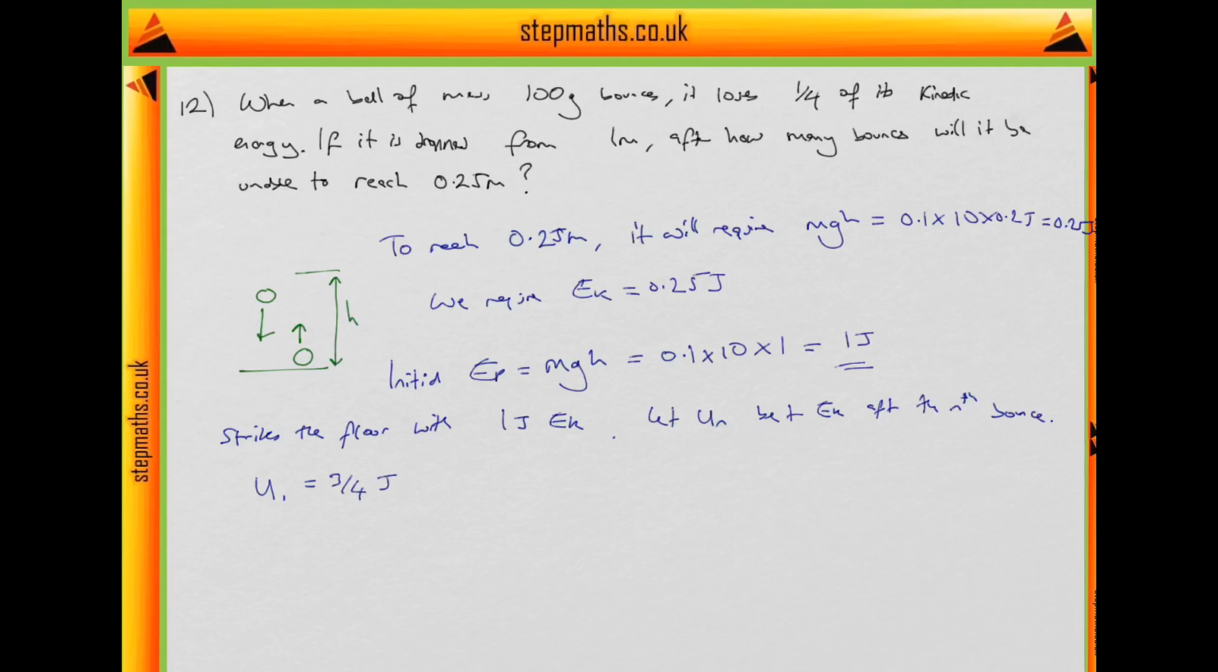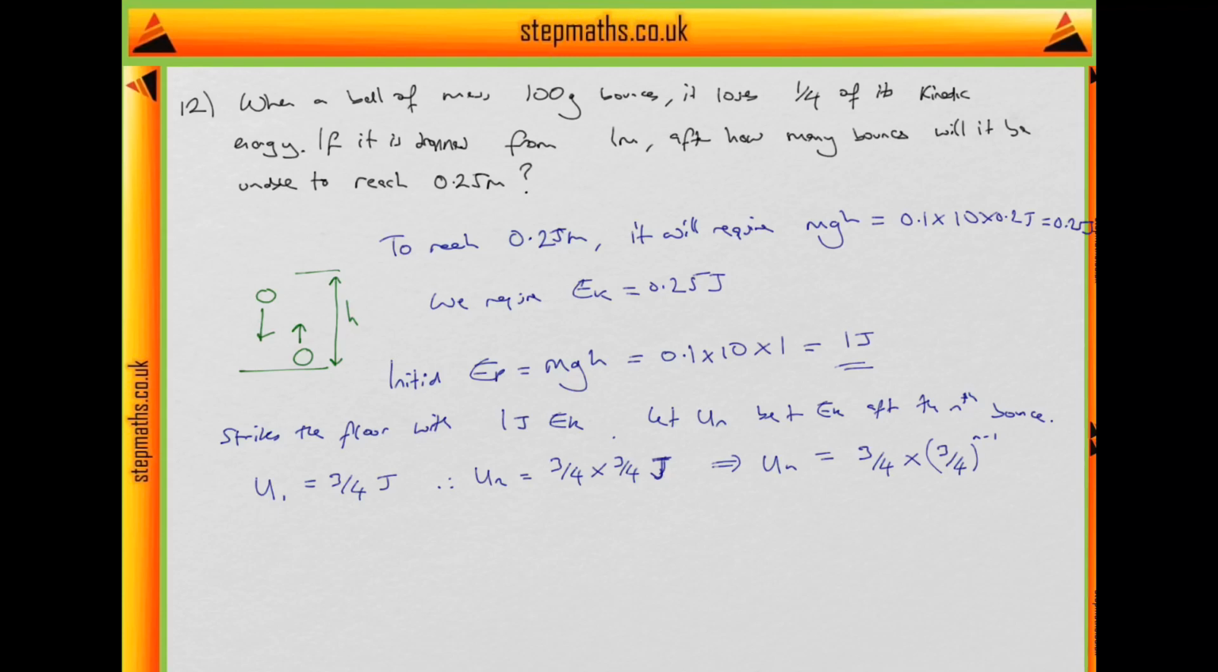And what about after the second bounce? Well, it's going to go up to reach a potential energy corresponding to 3/4 of a joule, come back down, have kinetic energy 3/4 of a joule, strike and lose 1/4 of that. So that means U2 is going to be equal to 3/4 times 3/4 of a joule. Similarly, U3 after the third bounce will be 3/4 times 3/4 times 3/4. So this implies that U_n, the energy after the nth bounce, will be equal to 3/4 times (3/4) to the n minus 1, which is our definition of a geometric sequence.